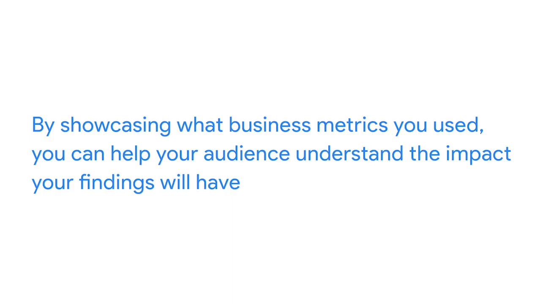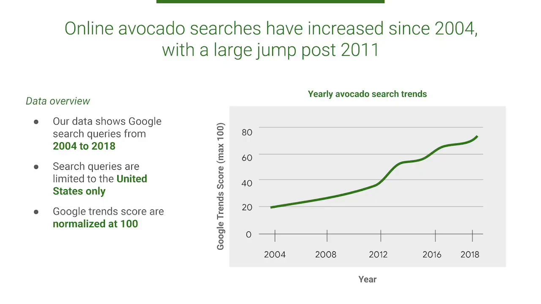You also want to make sure you're outlining and connecting with your business metrics. By showcasing what business metrics you use, you can help your audience understand the impact your findings will have. Think about the metrics we use for our avocado presentation. We track the number of online searches for avocados from different months over several years to anticipate trends in demand. By explaining this in our presentation, it's easy for our audience to understand how we used our data.